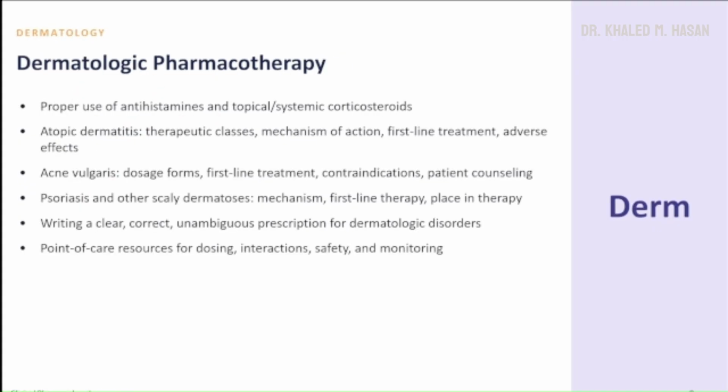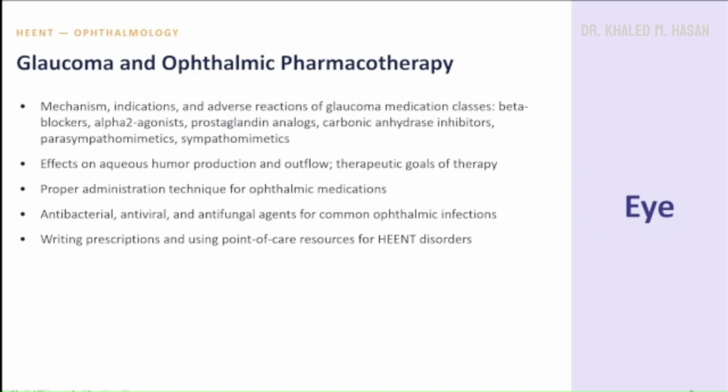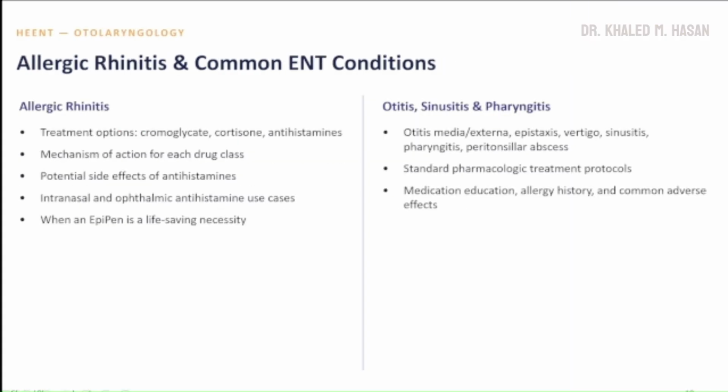Dermatologic pharmacotherapy. We are going to speak about three main popular diseases in the practice: acne vulgaris, psoriasis, and we have atopic dermatitis. So atopic dermatitis, acne vulgaris, and psoriasis, three main topics in clinical pharmacology. Glaucoma, ophthalmologic pharmacotherapy, and we speak about medication used for this, such as beta blocker, beta 2 agonist, prostaglandin, carbonic anhydrase inhibitors, and other medication.